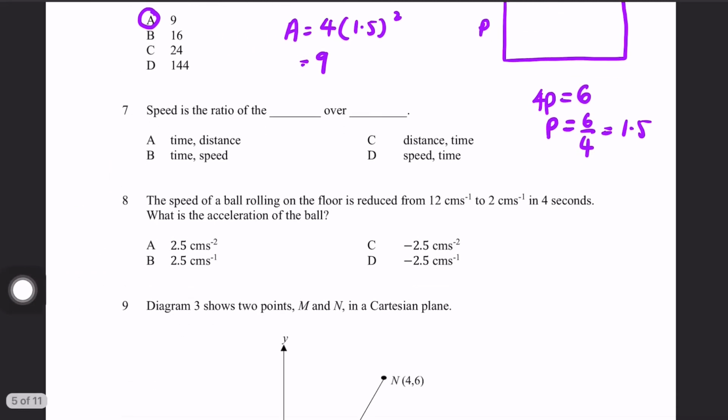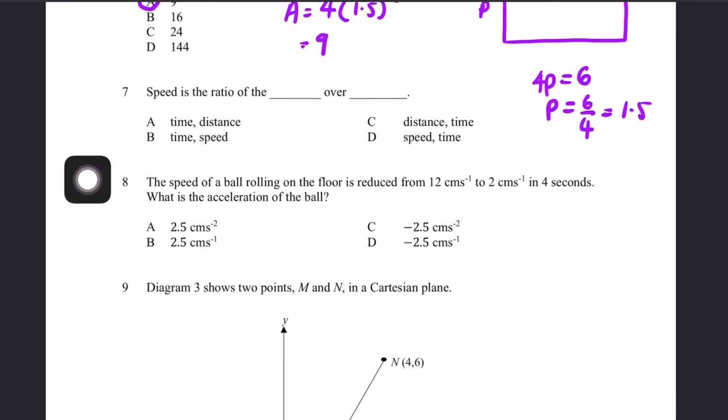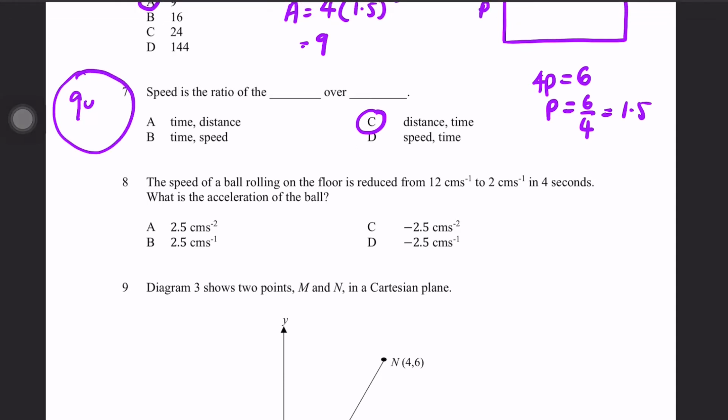Okay, next, number 7. Speed is the ratio of blank over blank. Okay, so speed is actually distance over time. Okay, nak senang, you remember the sign along the road. Biasanya kita jumpa sign yang macam segitiga ke bulat bulat kot. Okay, 90 kilometer per hour. We have kilometer per hour. So distance, kilometer is for distance, hour is for time. So the answer is C, distance over time.